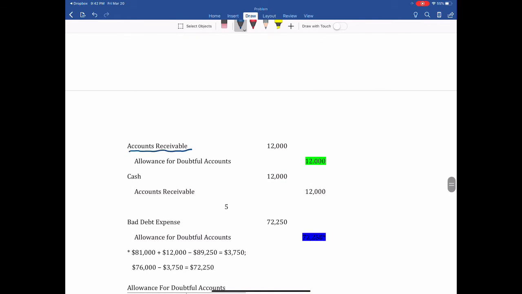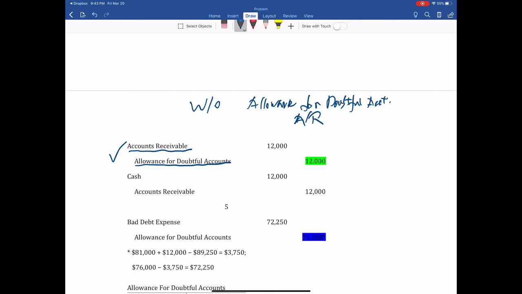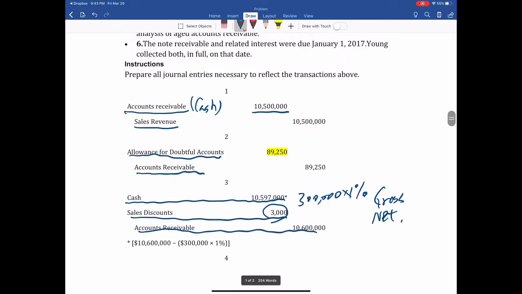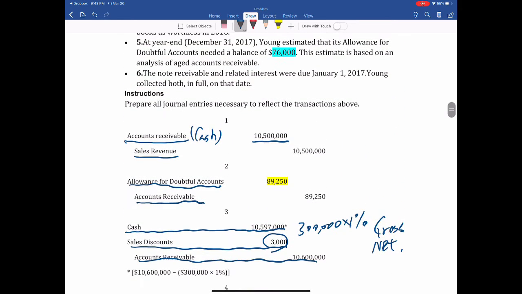Okay, so this is debit accounts receivable and credit allowance for doubtful accounts. Remember, the write-off journal entry is with debit allowance for doubtful accounts and credit accounts receivable. So for the collection from the accounts receivable which was written off, we first make the reverse journal entry and then debit cash and credit accounts receivable, which is the same as the example in the PowerPoint.